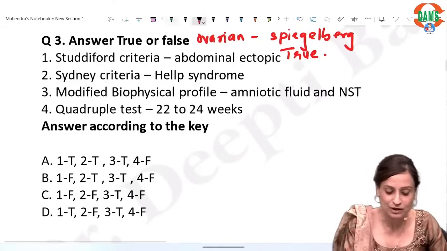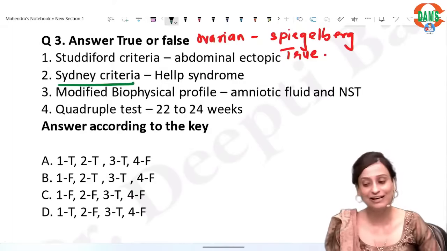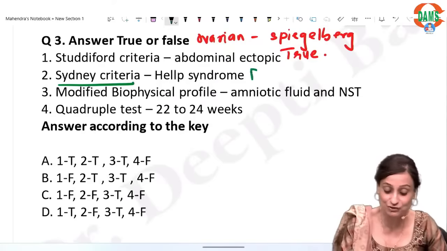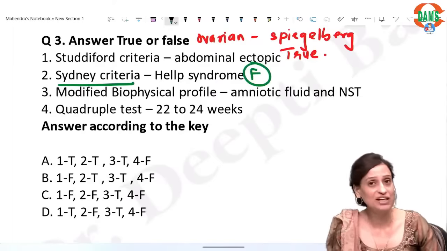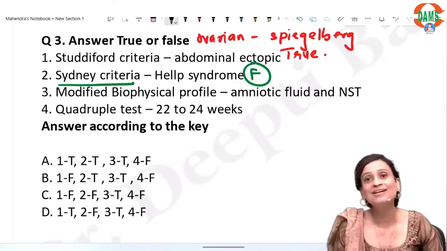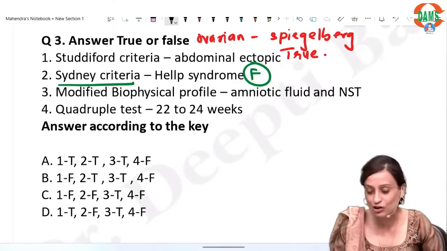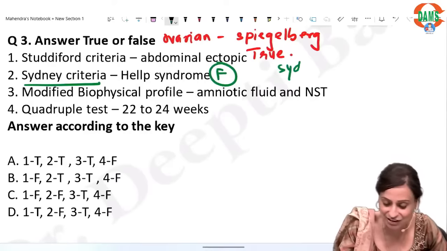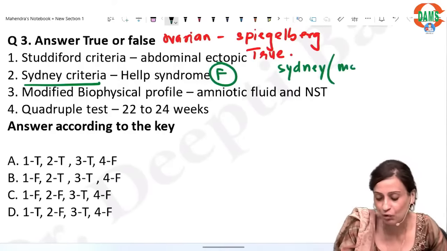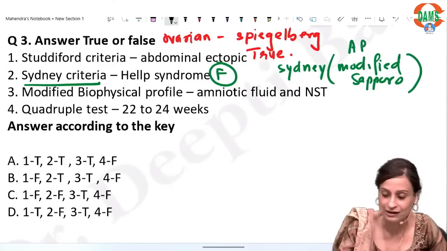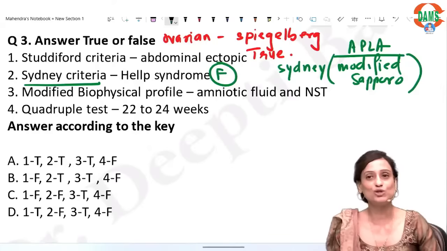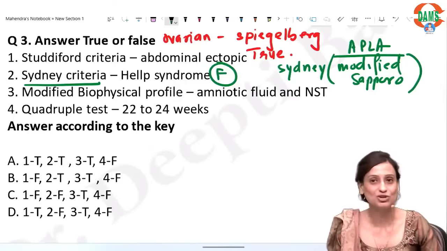Okay, what about Sydney criteria? Are they for HELLP syndrome? That's false. It has been a PYQ as well. So please remember, Sydney criteria is not for HELLP. What is Sydney criteria for? Sydney or modified Sapporo, right? This is the criteria for APLA, antiphospholipid antibody syndrome, right?